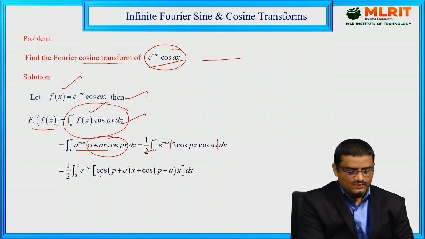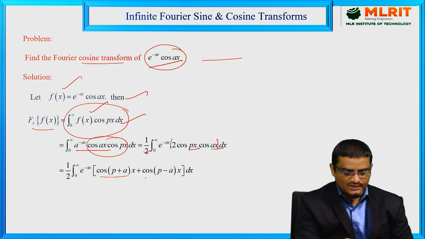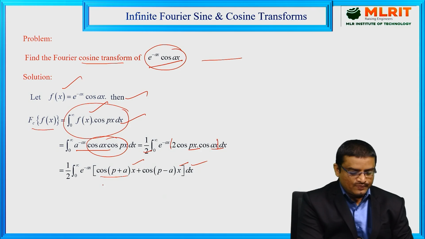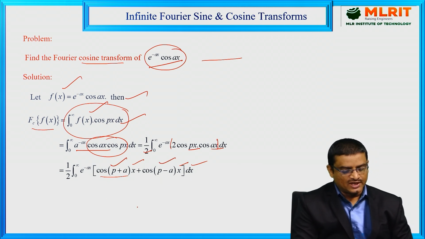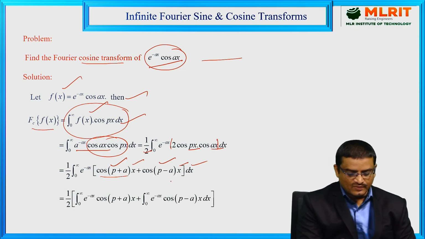So this is the formula here, cos of a plus b plus cos of a minus b. So here px and ax. From these two terms I have taken x common, so you will get cos of p plus a into x plus cos of p minus a into x. Now separately you apply the integration by multiplying with e power minus ax. So integral of e power minus ax into the first term plus integral of e power minus ax into the second term. So separately apply this integration here.